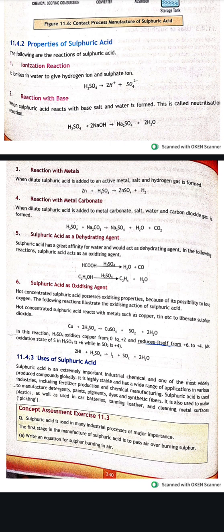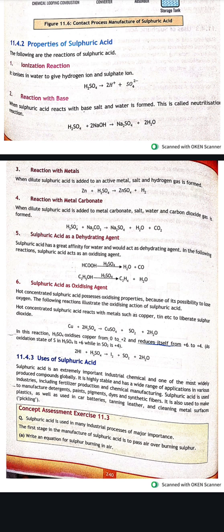Sulfuric acid as dehydrating agent. It's the best dehydrating agent, and it has a greater affinity for water. So it acts as a dehydrating agent. When we use sulfuric acid with formic acid, the products will be water and carbon monoxide. And when we have ethyl alcohol, it reacts in the presence of H2SO4 to give C2H4 and water. C2H4 is basically an alkene.